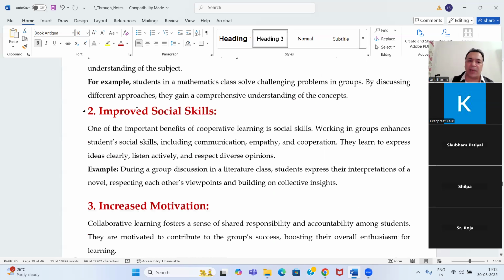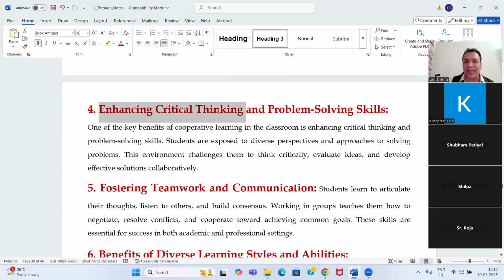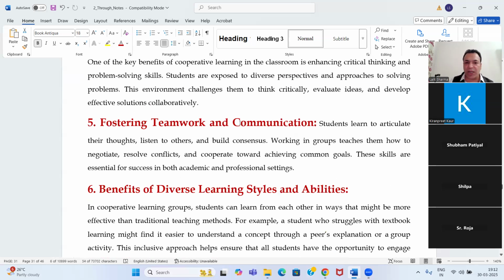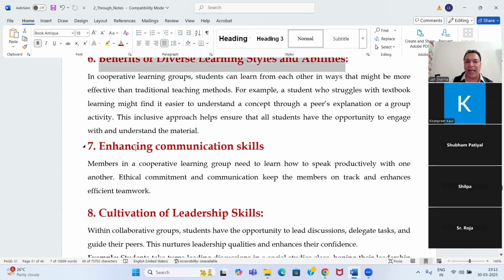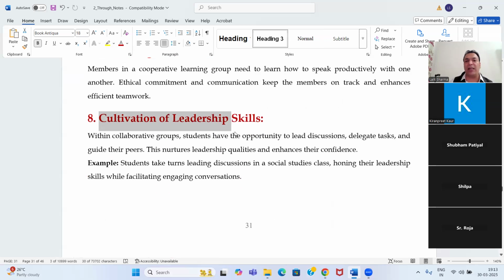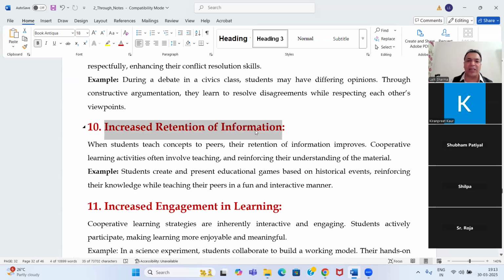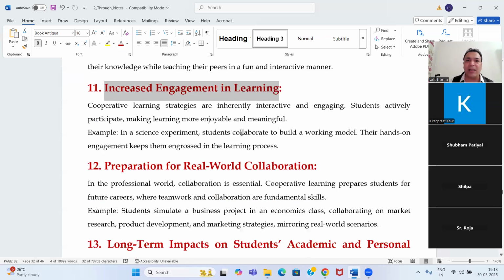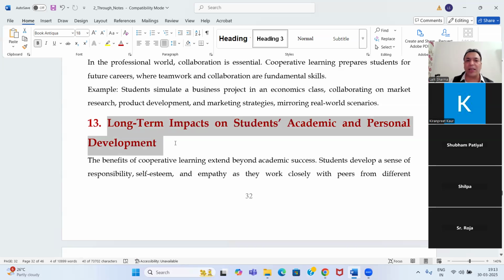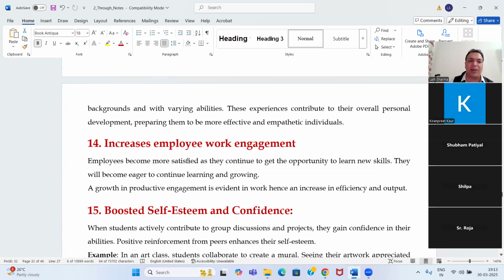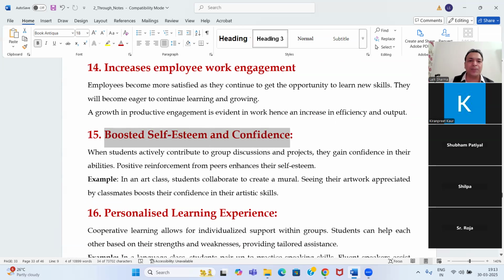Students will enhance academic achievement, they will improve social skills, increased motivation, they will also enhance critical thinking and problem solving skill, fostering teamwork and communication, benefits of diverse learning styles and abilities, enhancing communication skills, cultivation of leadership skill, development of conflict resolution skill, increased retention of information, increased engagement in learning, preparation for real world collaboration, long term impact on students' academic and personal development, increased work engagement, boosted self esteem and confidence, right?